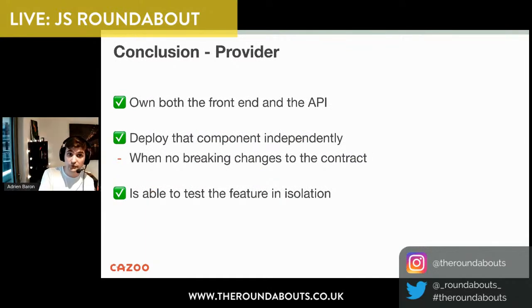Cool. In conclusion, with that approach, a provider, the person that provides micro frontends, owns both the front end and the API, so they can deploy the component independently as long as there's no breaking change to the contract. And they're able to test their component in isolation because they literally just have a component on a repo. They can write a React Testing Library test against it if they want to.